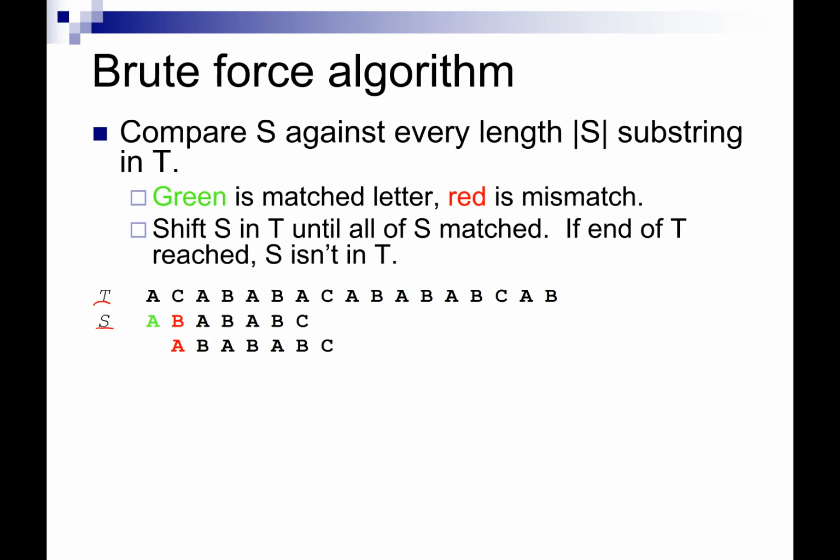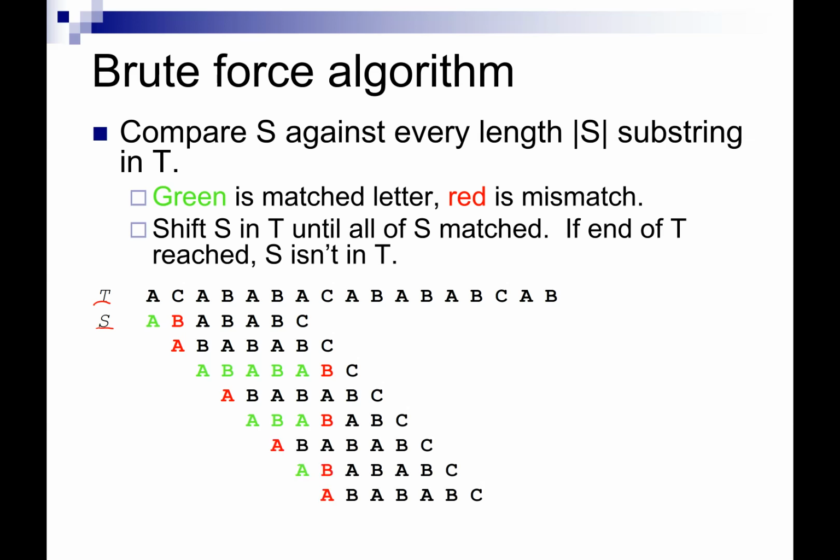And so therefore, we're going to shift S again. And this time when you shift S, you're going to get matches on 5 letters, but you get a mismatch on the 6th letter. So then we try again. We get a mismatch on the first letter. We try again, we match 3 letters, but mismatch on the 4th letter. We keep trying, and then eventually at this location over here, we find that we actually can match all of the letters from S to T. And so that means that S is a part of T.